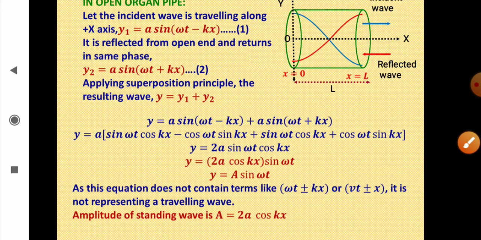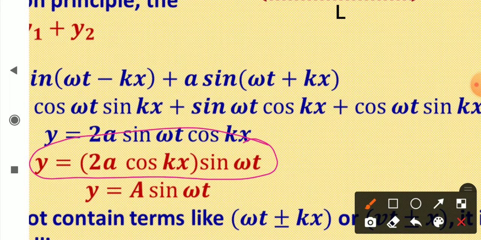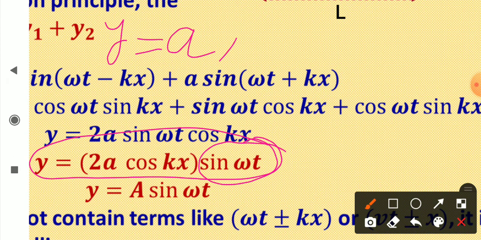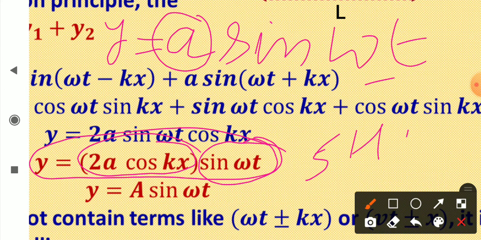Now we rearrange it this way: 2a cos kx sin omega t. We have purposely kept the sin omega t term at the end so that I can compare it with y is equal to a sin omega t. When you compare, the place of amplitude is taken by the term in the bracket, and sin omega t is as it is. And this is the equation of SHM, simple harmonic motion. This is the equation of SHM, right?